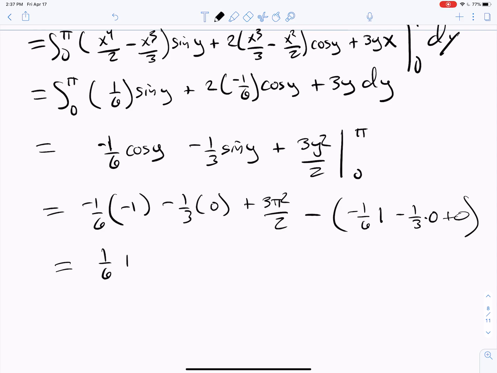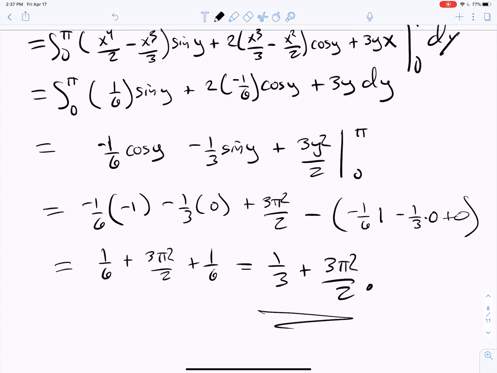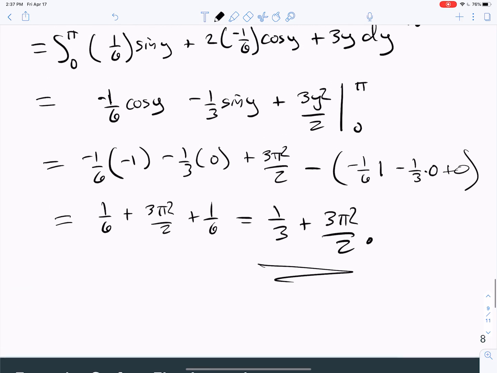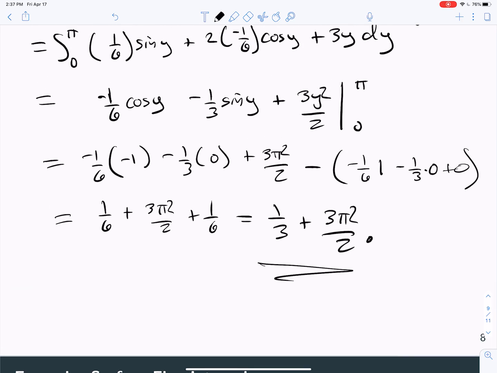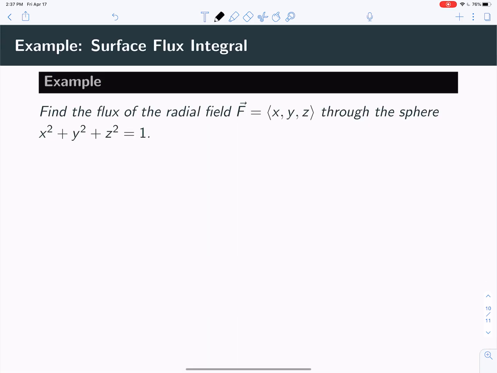1/6 plus 3 pi squared over 2 plus 1/6. So that's 2/6, which is really 1/3 plus 3 pi squared over 2. So that's the flux through that surface, and that's how you do that problem. Let's take a look at the next one.